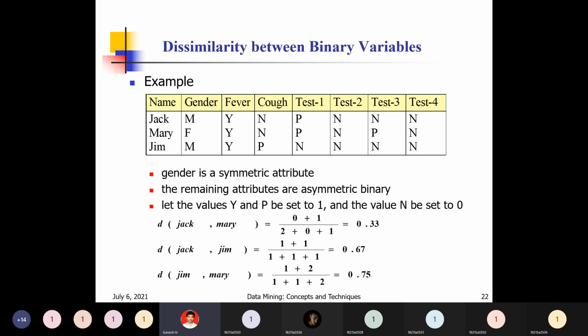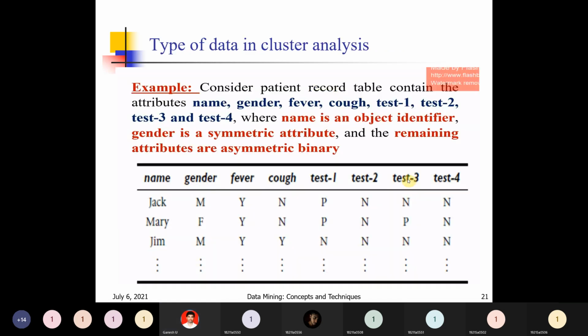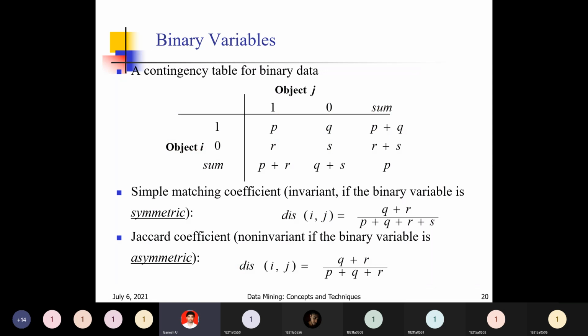Dissimilarity of Jack comma Mary equals this formula we have to apply. What is the formula? R plus S by P plus Q plus R. What is meant by R? Go through the slide and you can get the data. R means 0 1. For asymmetric, it is Q plus R.